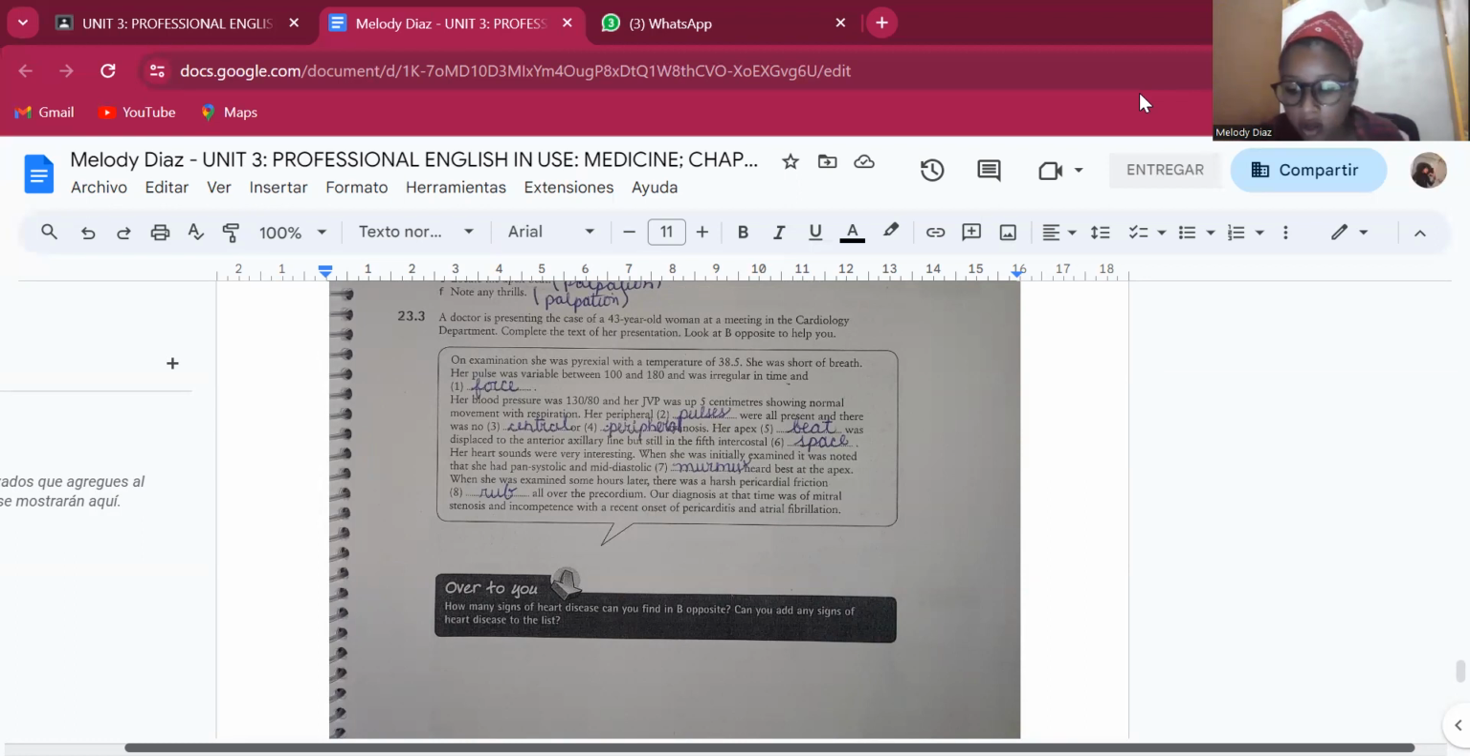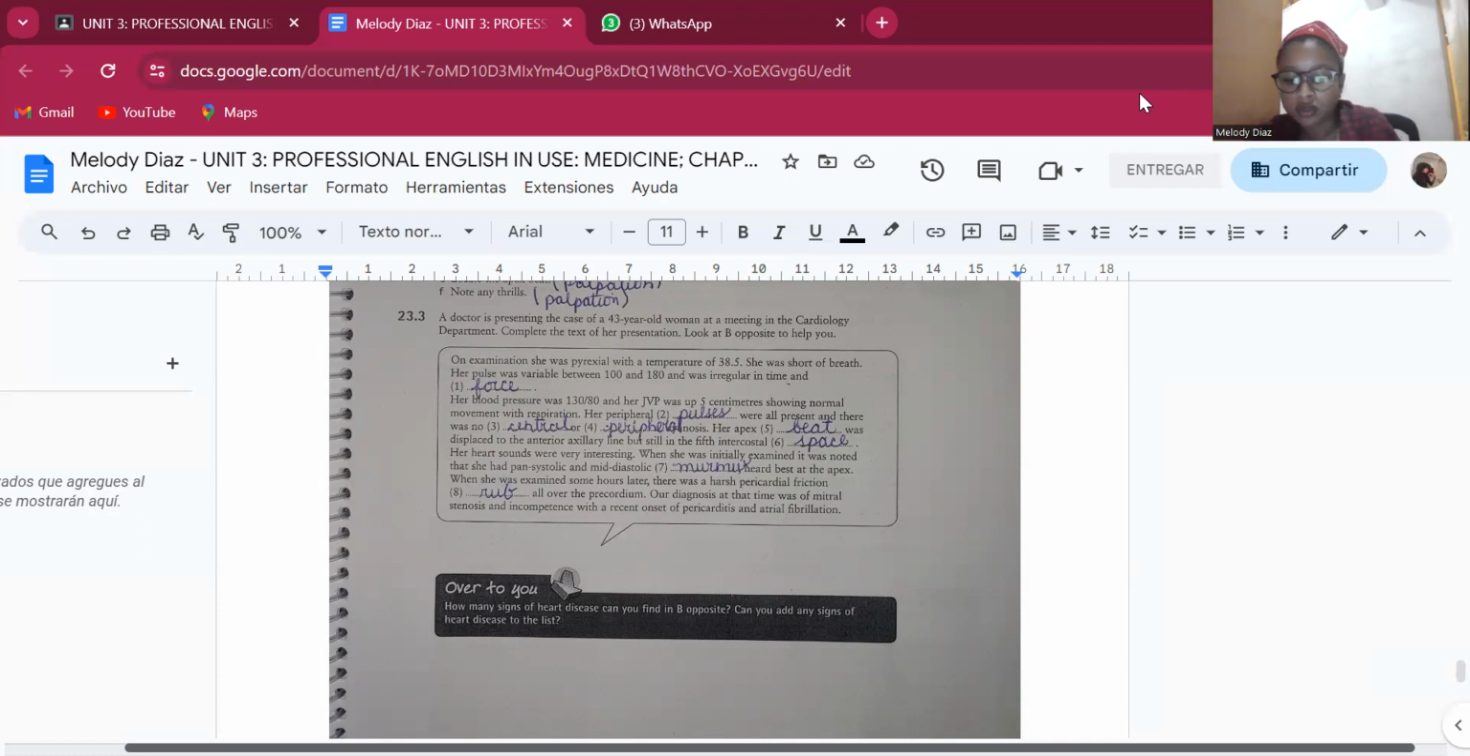Her blood pressure was 138 and her JVP was up 5 centimeters, showing normal movement with respiration. Her peripheral pulses were all present and there was no central or peripheral cyanosis. Her apex beat was displaced to the anterior axillary line but still in the fifth intercostal space.